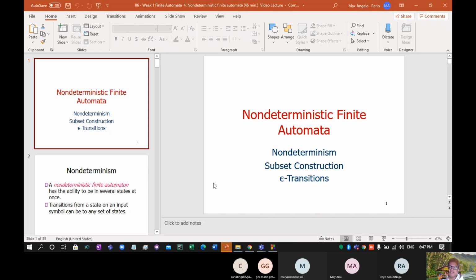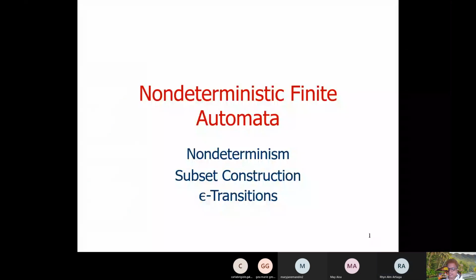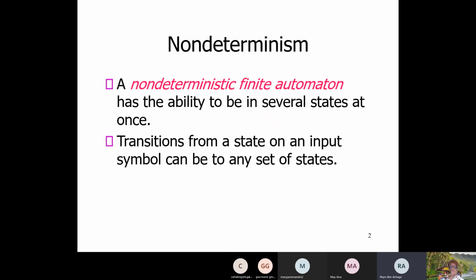Non-deterministic finite automata: non-determinism, subset construction, and the epsilon transition or the empty transition. Empty strings. So a non-deterministic finite automaton has the ability to be in several states at once.